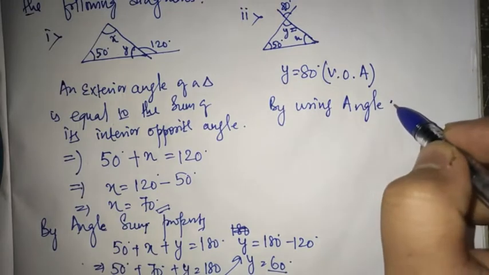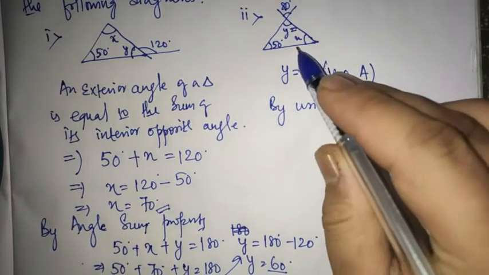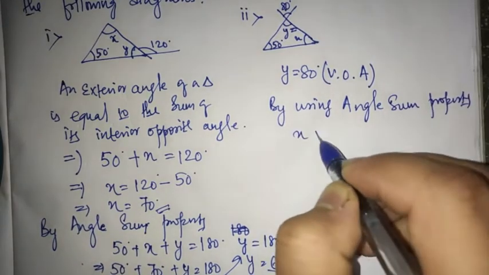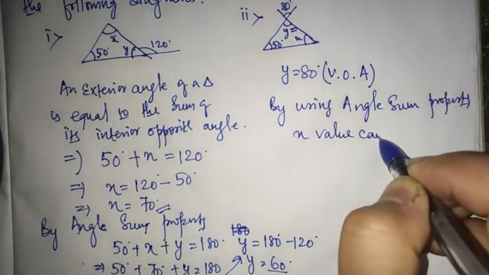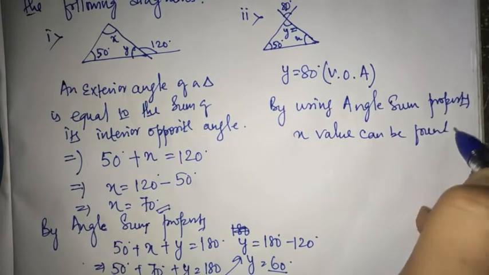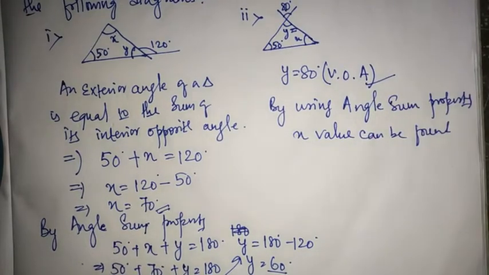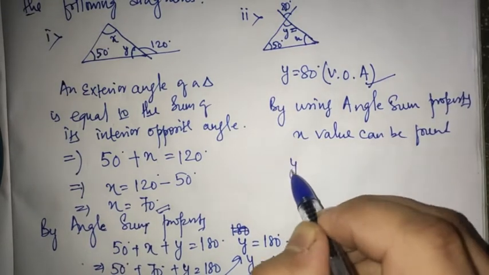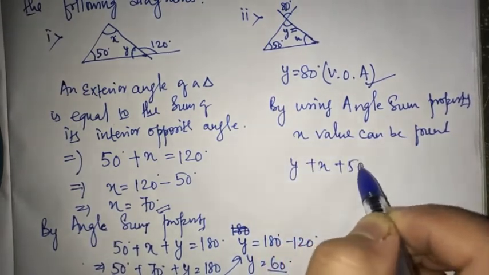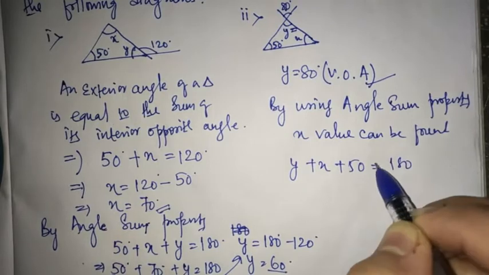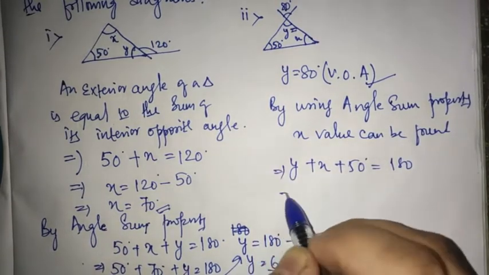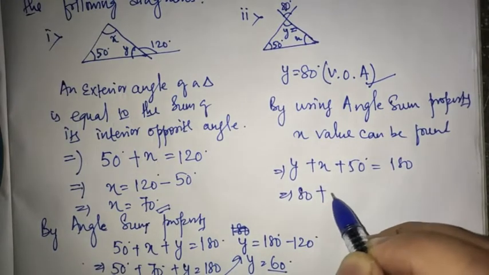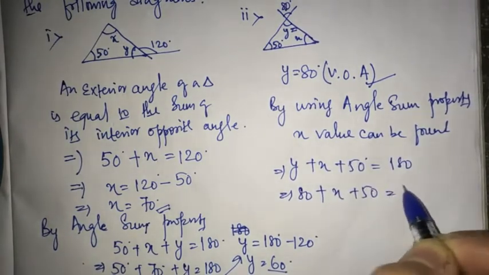Using that property we are going to find the value of x. Using the angle sum property, the x value can be found, right? So the y value is known to you now, using the vertically opposite angle property, and now the x value we are going to calculate. That is, y plus x plus 50 is equal to 180 degrees. This is the angle sum property. So y is known to you, that is 80 degrees, plus x plus 50 is equal to 180 degrees.